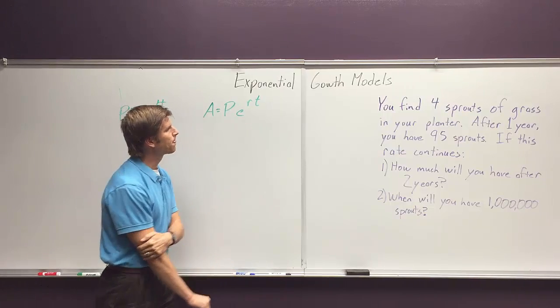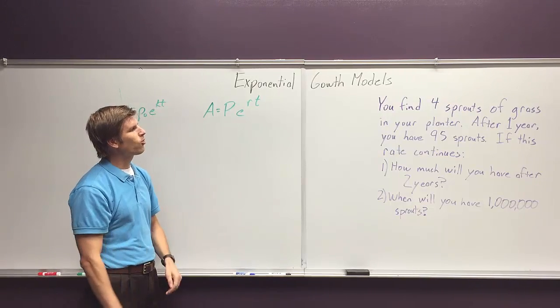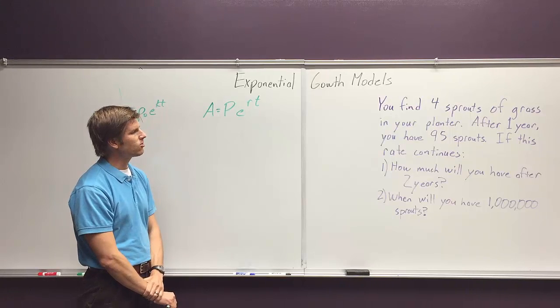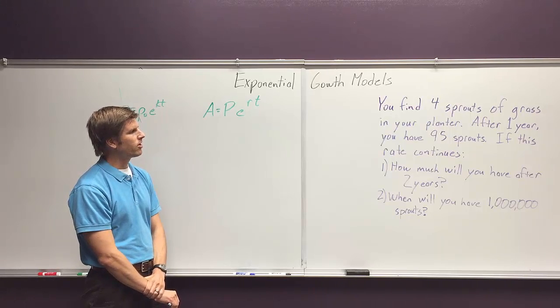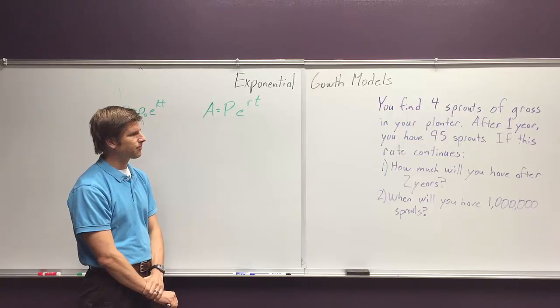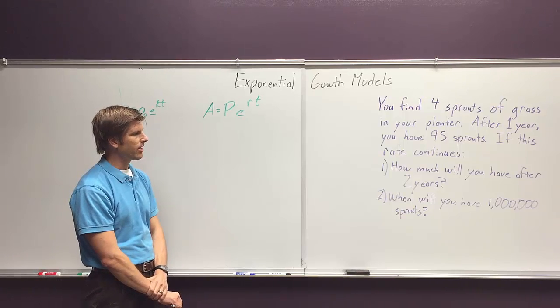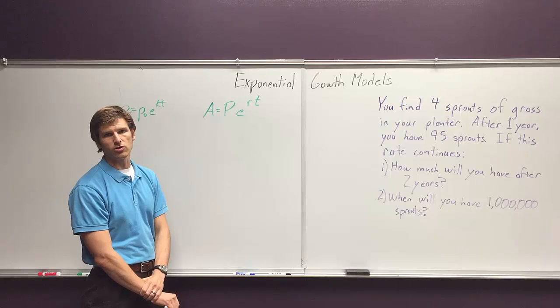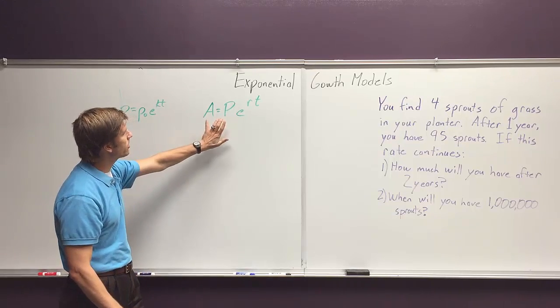Let's look at this problem. You find 4 sprouts of grass in your planter. After 1 year, you have 95 sprouts. If this rate continues, how much will you have after 2 years? Okay, well, let's look and see what happens here.